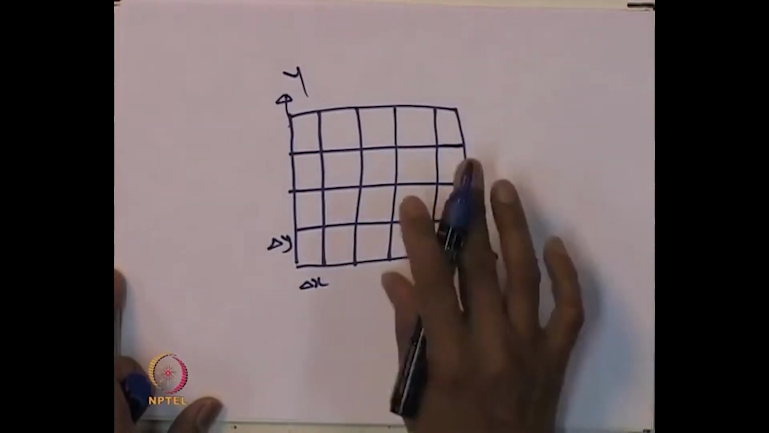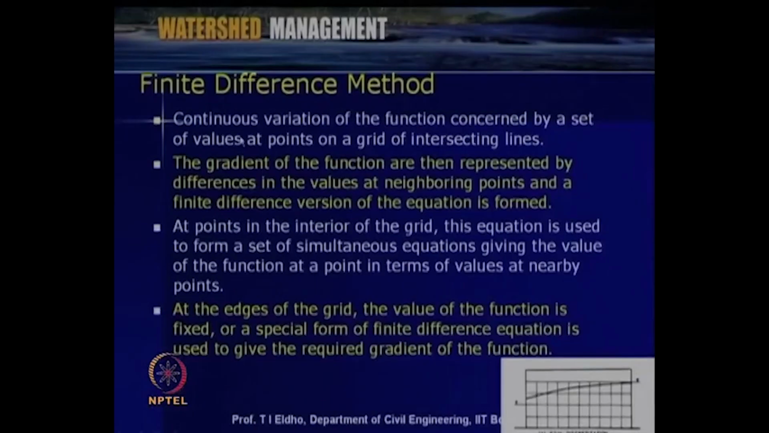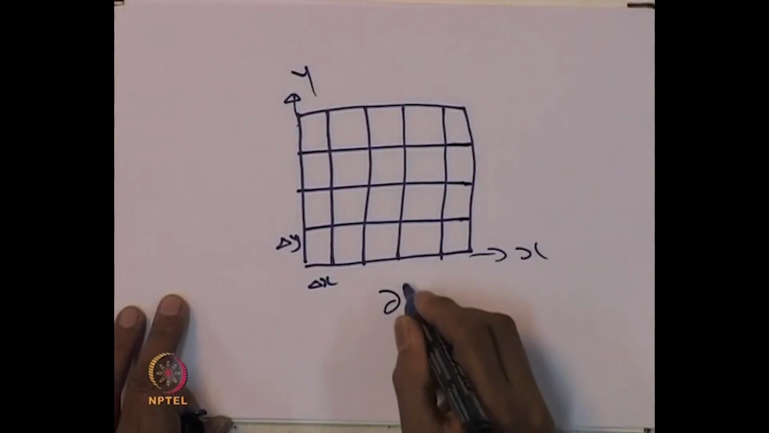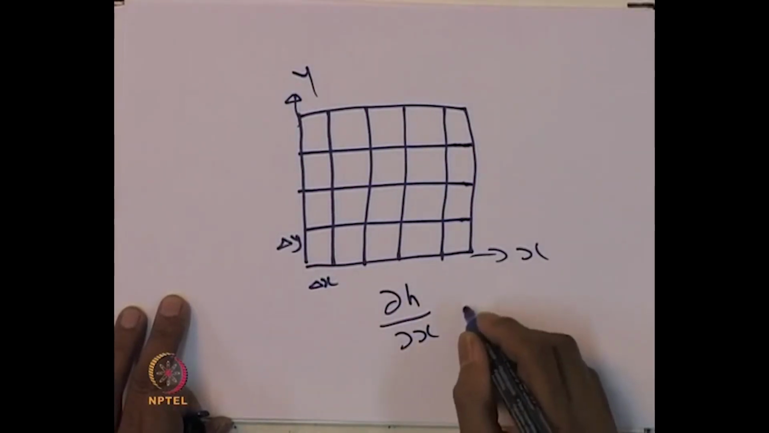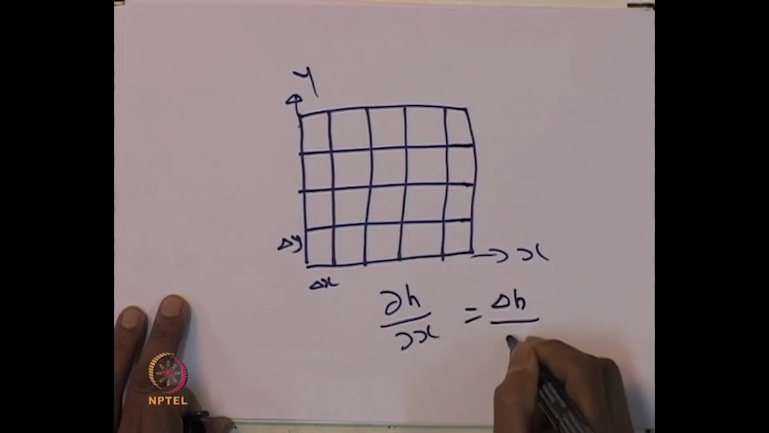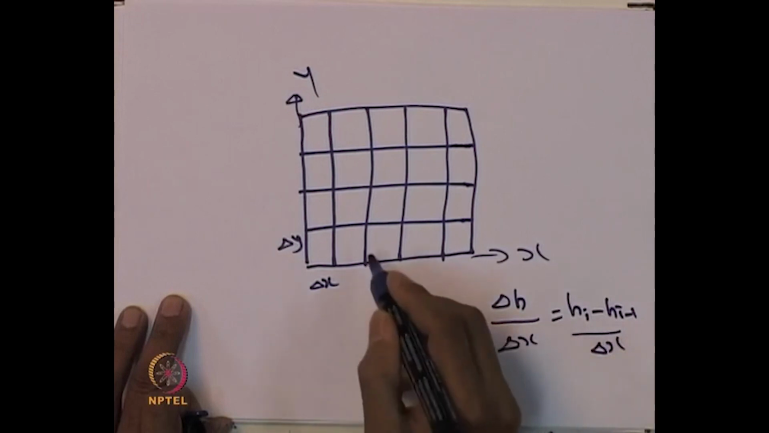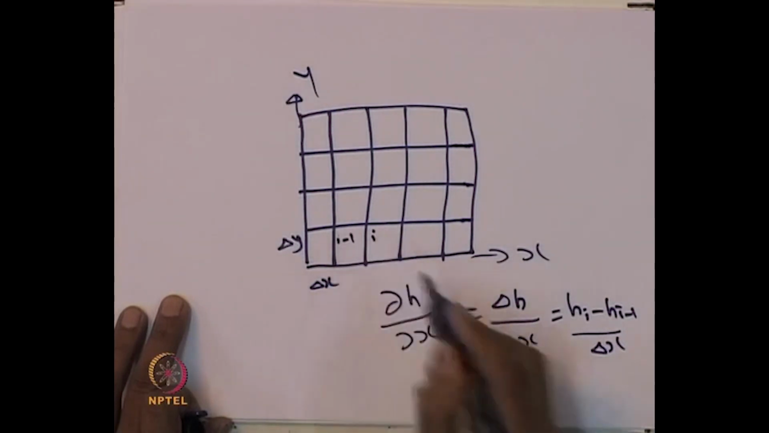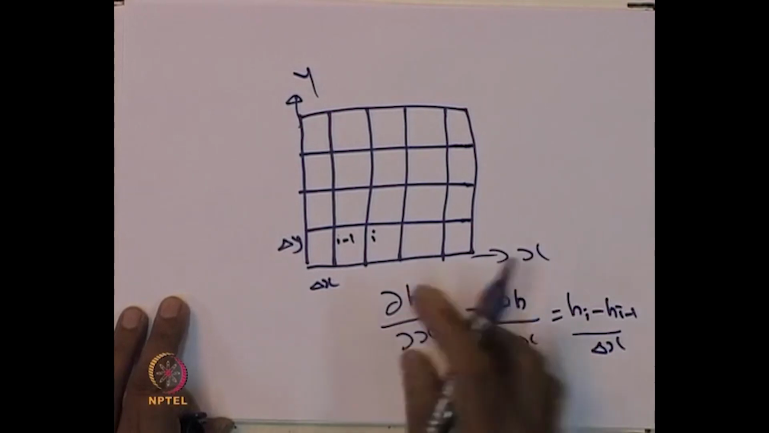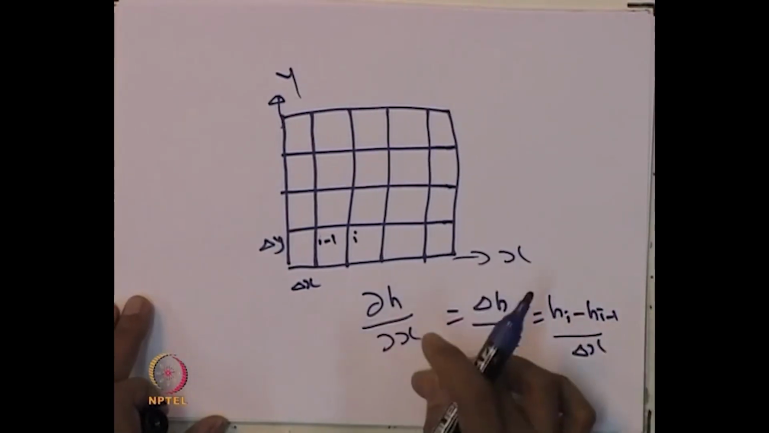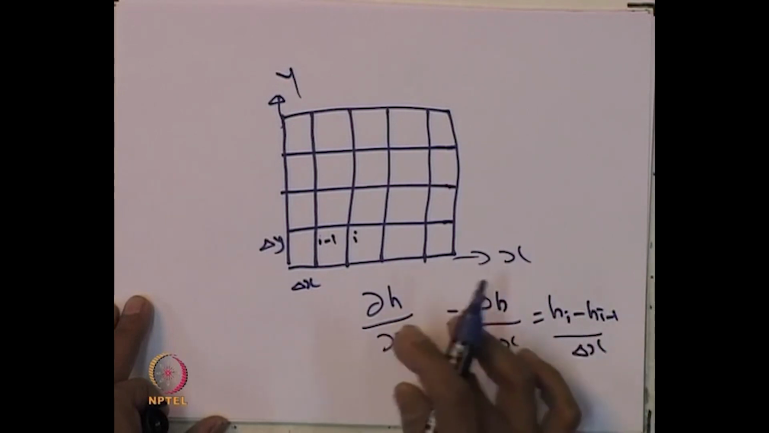So, that way we will do a discretization, and then the gradient of the function are represented by differences in the values at neighboring points, and a finite difference version of the equation is formed. In our governing equations we have the term del h by del x, which we can represent as delta h by delta x, that is h i minus h i minus 1 divided by delta x. If this is i, this is i minus 1, so its difference is taken. That is the first order derivative in spatial terms.